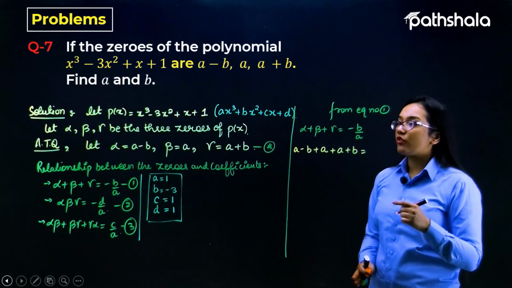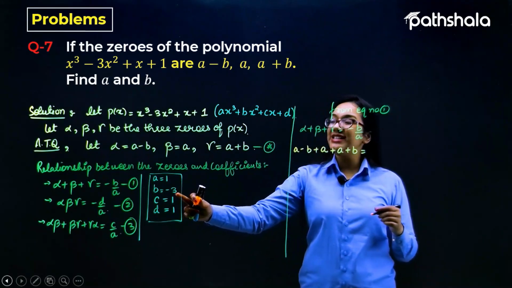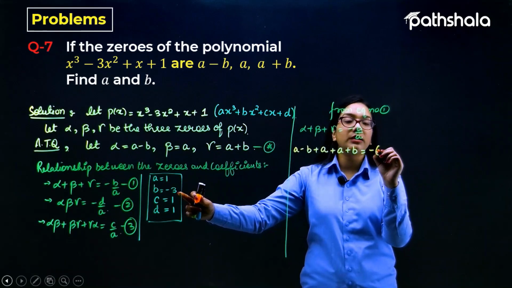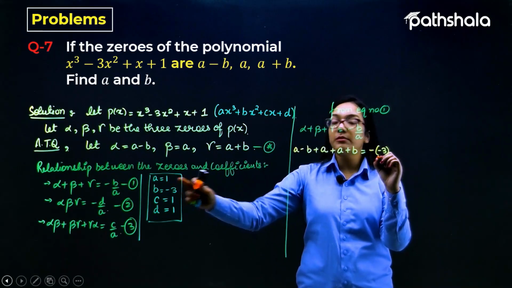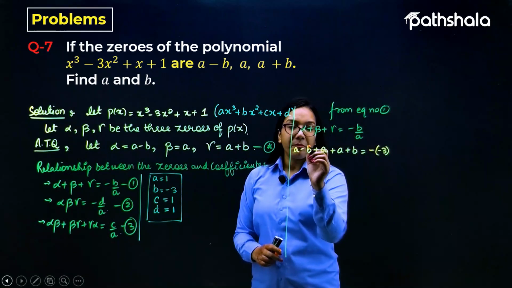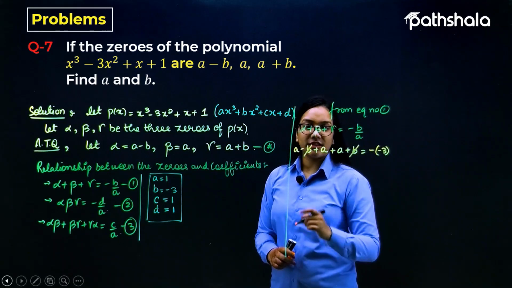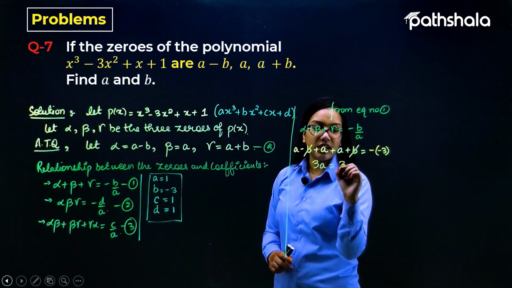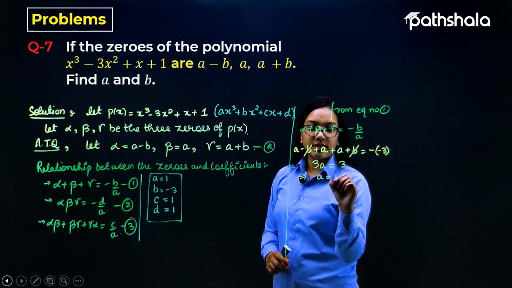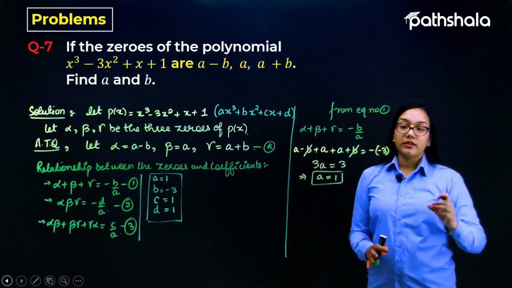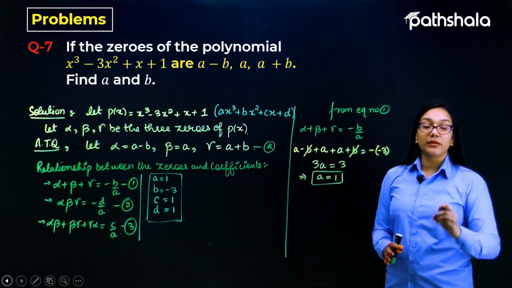What is b? The value of b is minus 3. So I am substituting b as minus 3, and a is 1. So minus b plus b get cancelled with each other, and a plus a plus a is 3a, which is equal to 3. So at the end, we get a equal to 1. Now we have the value of a as 1.